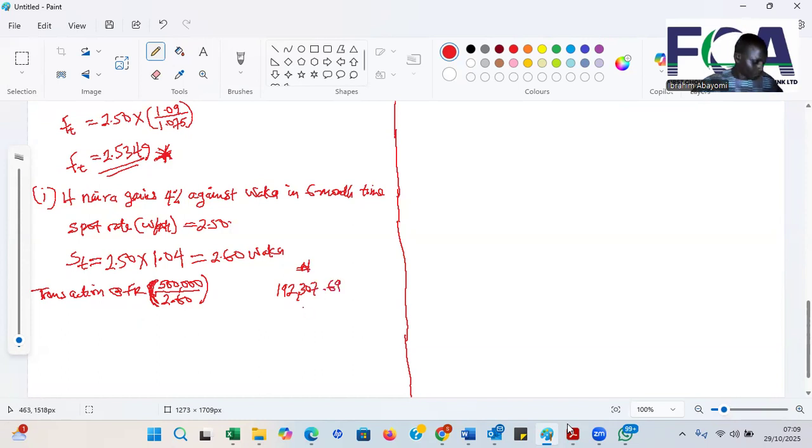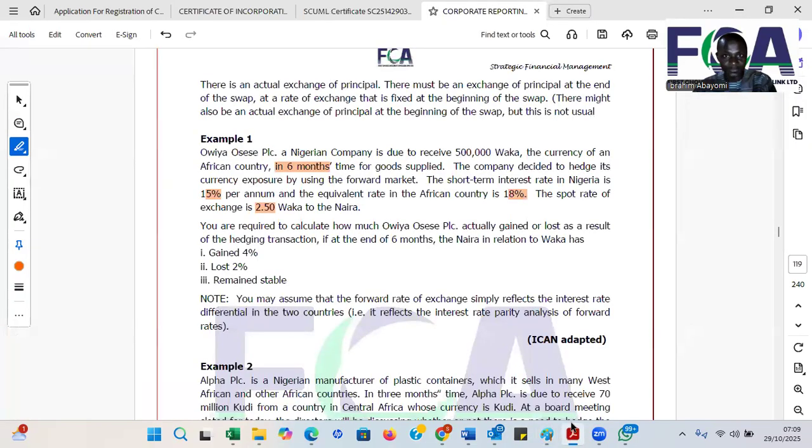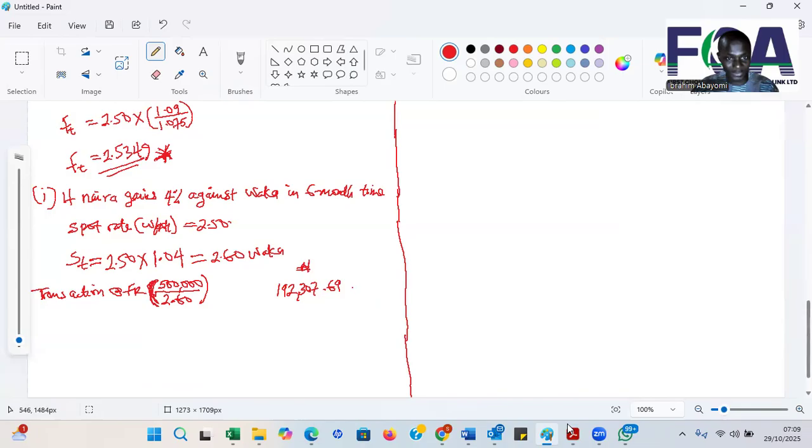192,307.69. Now, this is what the company will receive. It's a receipt due to receive. This is the actual amount the company will receive under the forward contract. That's the actual amount it's going to receive. Now, the company did not hedge. Am I correct?